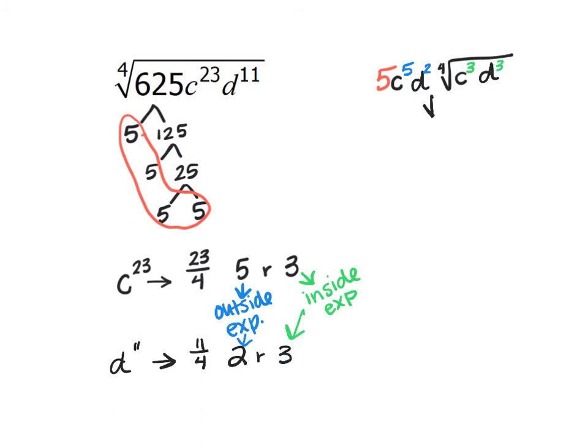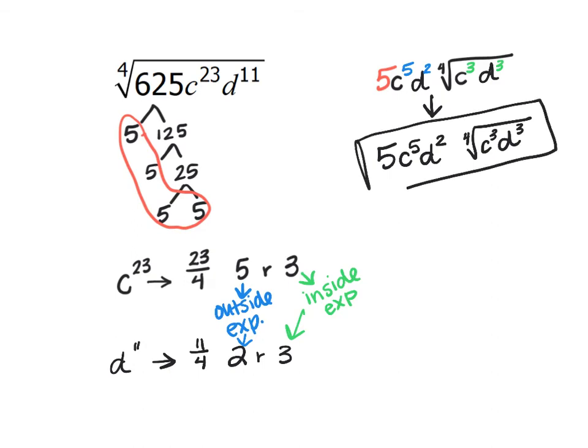So simplified, this would be 5 c to the 5th, d to the 2nd, times the 4th root of c to the 3rd times d to the 3rd. And I know that doesn't look super simplified, but you'll see when we go to do operations with radicals why we have to simplify these things.